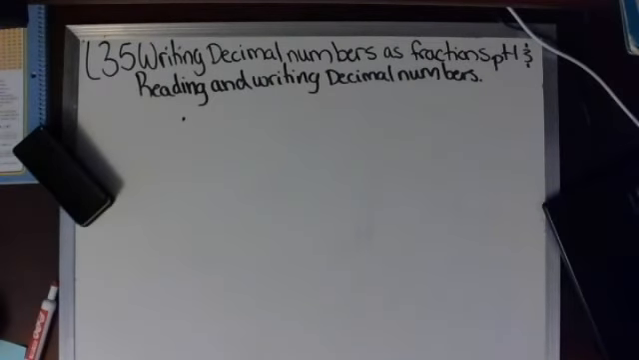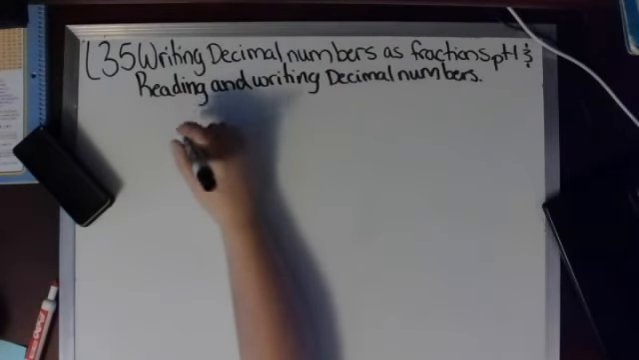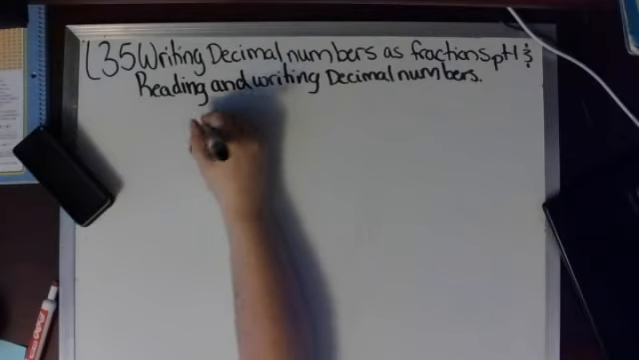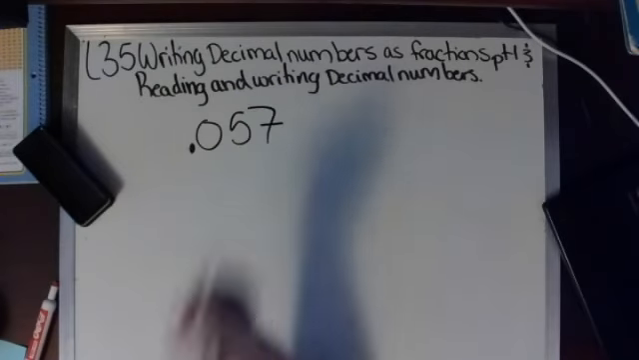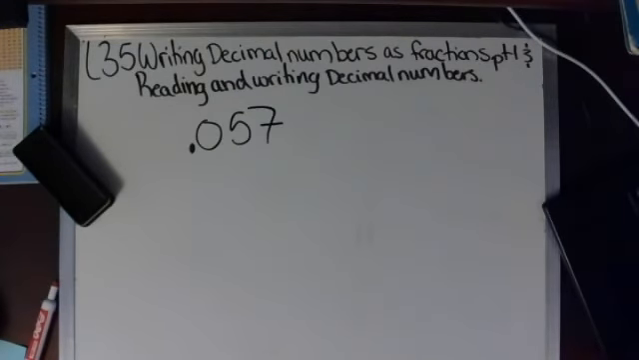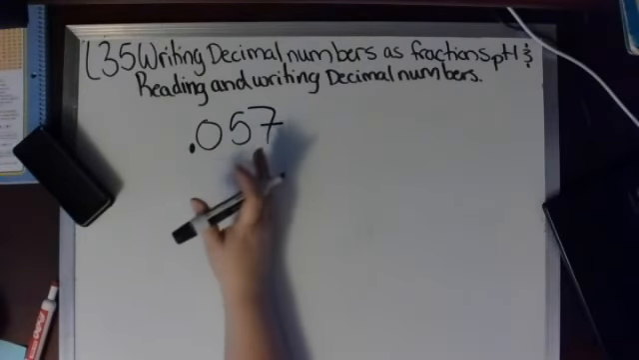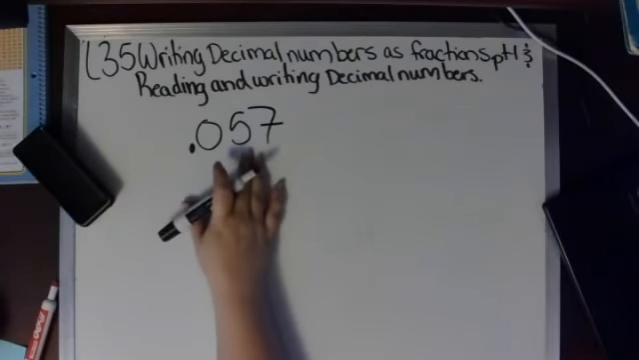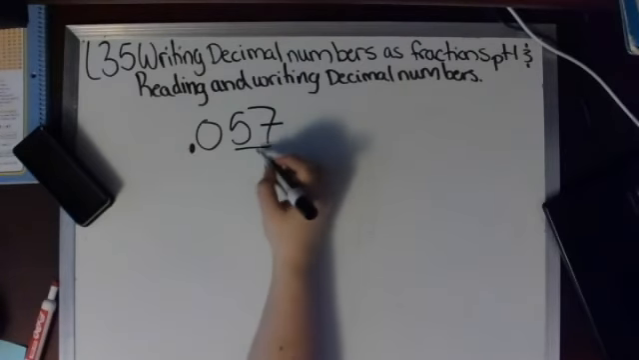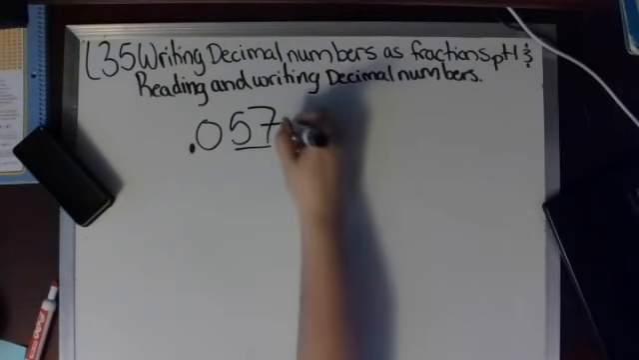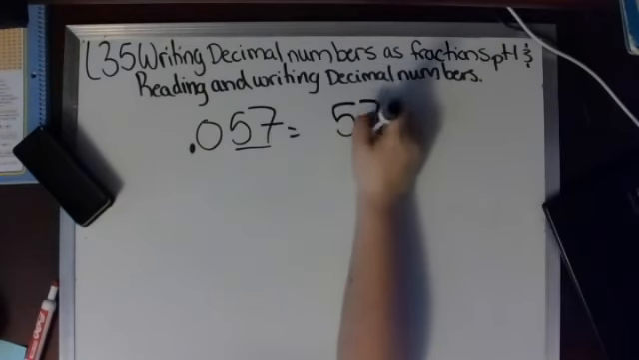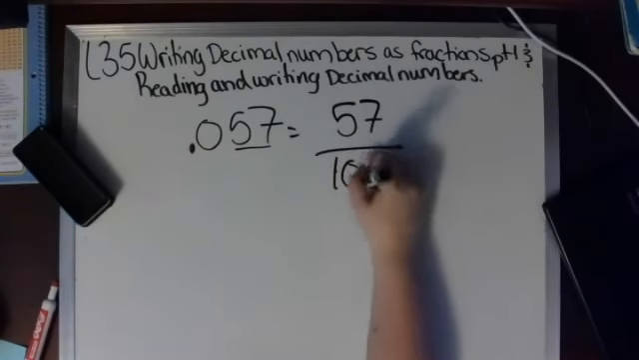Let's do one more. Okay, now let's do 0.057. Remember, this 0 is here, so it's not 100 and something 57 thousandths, it's just 57. So it's 57 thousandths because we are in the thousandths column as our last one. So your fraction would be 57/1000.